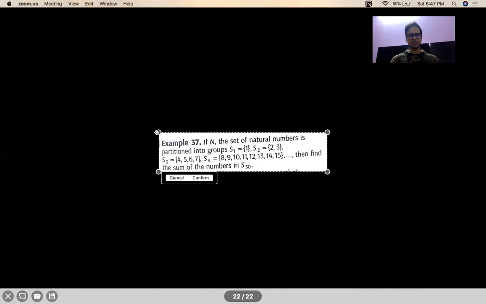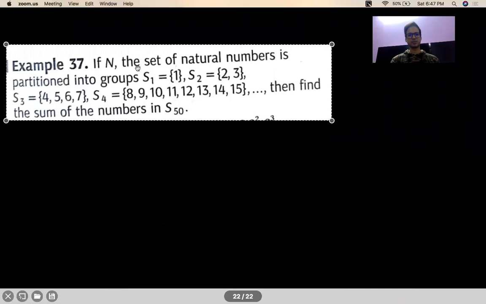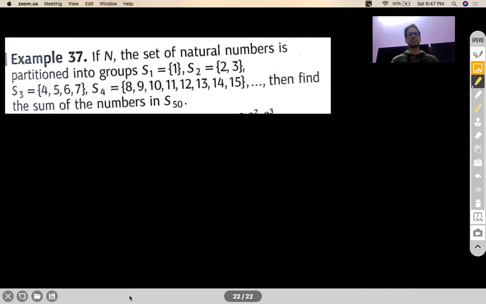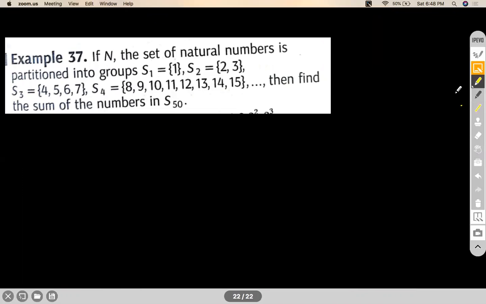All right. So let's take this question. Very similar to what we did for AP. There's a set of natural numbers which are partitioned like this. Find the sum of the numbers in S50. Please give me your response on the chat box in whatever convenient notation you can use. Find the sum of the numbers in S50, 50th set.